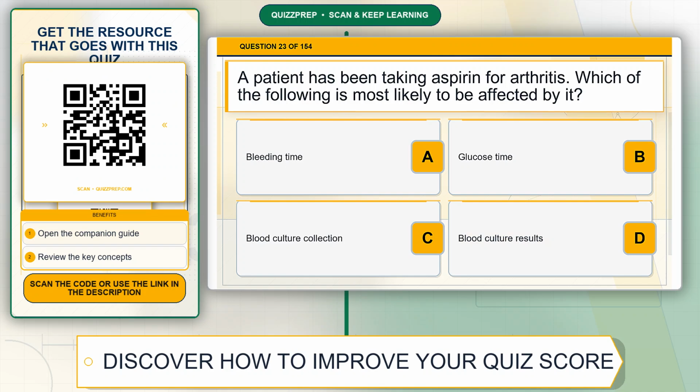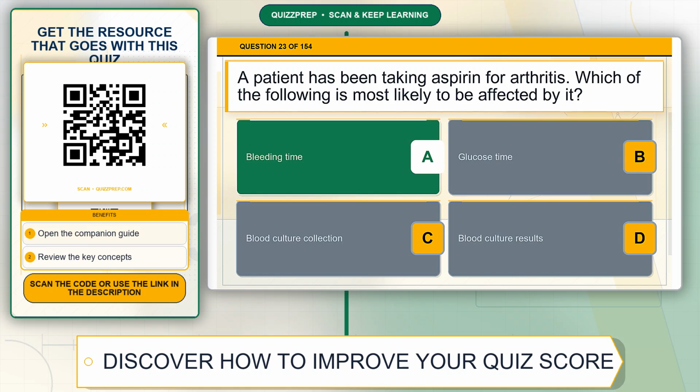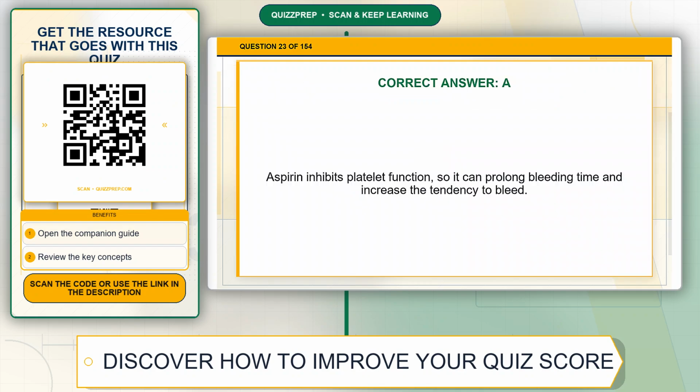Which of the following is most likely to be affected by it? Option A, bleeding time. Option B, glucose time. Option C, blood culture collection. Option D, blood culture results. The correct answer is option A, bleeding time. Explanation: aspirin inhibits platelet function, so it can prolong bleeding time and increase the tendency to bleed.